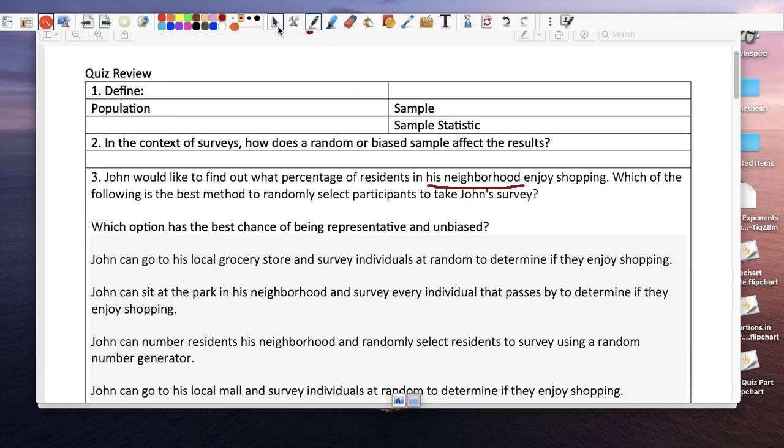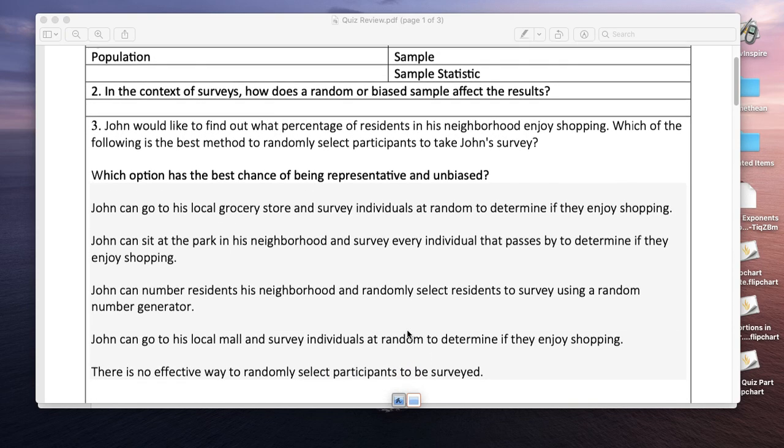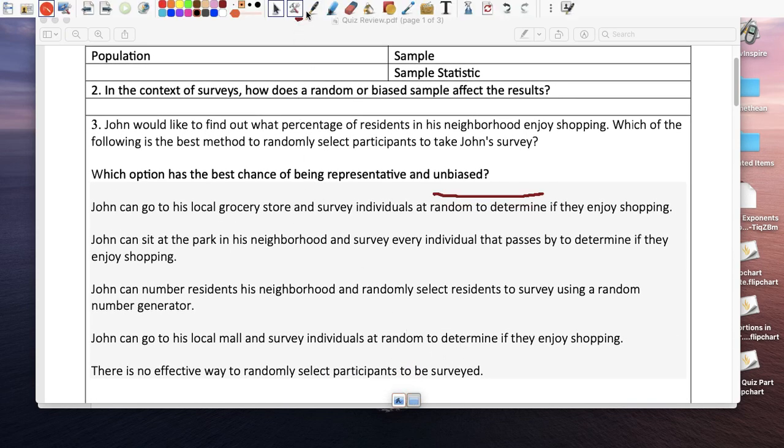John can go to his local mall and survey individuals at random to determine if they enjoy shopping. Obviously, if they're in the mall, they do enjoy shopping, or at least they are more prone to like it. So again, it's a certain bias toward people with interests in shopping. That would not be the right group. And then the last one, there's no effective way to randomly select participants to be surveyed. Of course, that's not it. So this is not it, this was not it, and this one was not it.